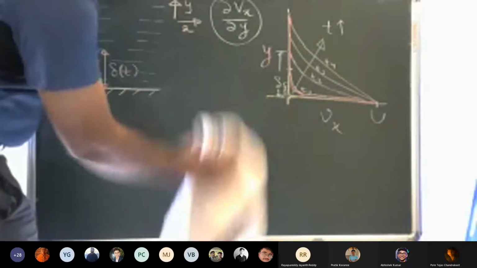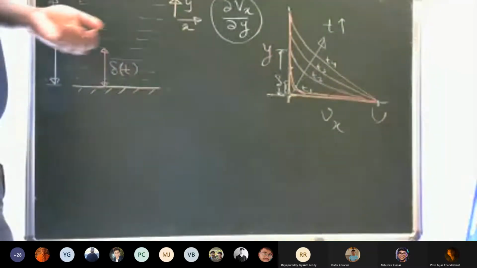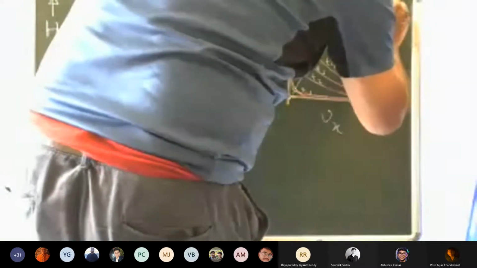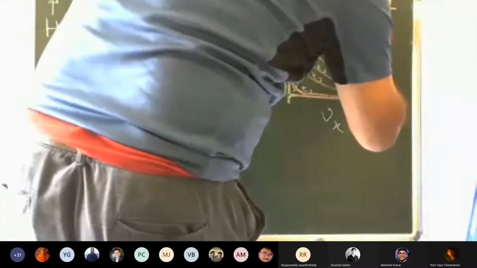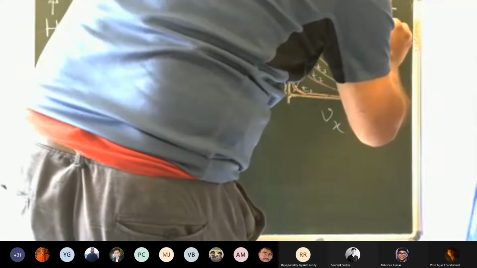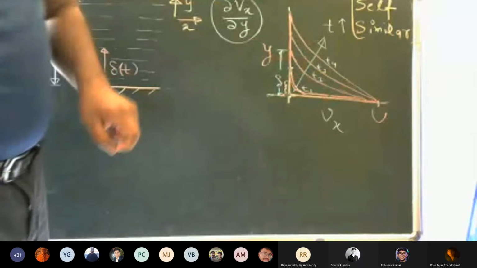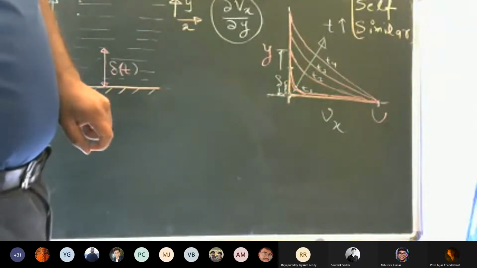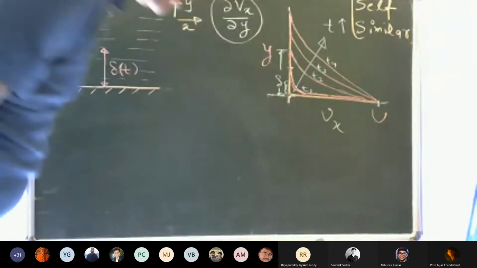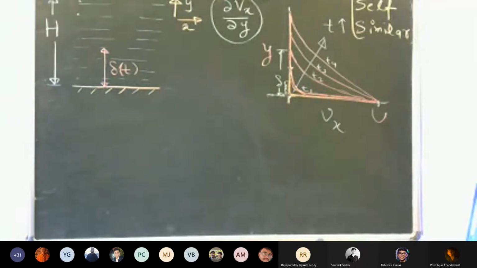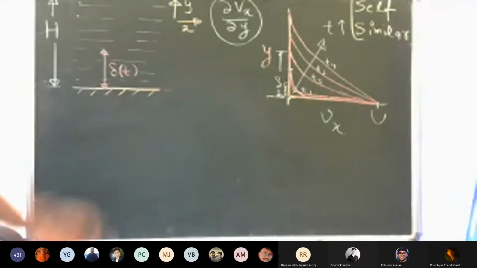So all you should remember here is one word: similar. Self-similar, phenomena wise also and profile wise also. You see that all these velocity profiles at different times are not identical. They are similar to each other. There is a difference in saying they are identical and they are similar to each other. Okay, so they are self-similar.